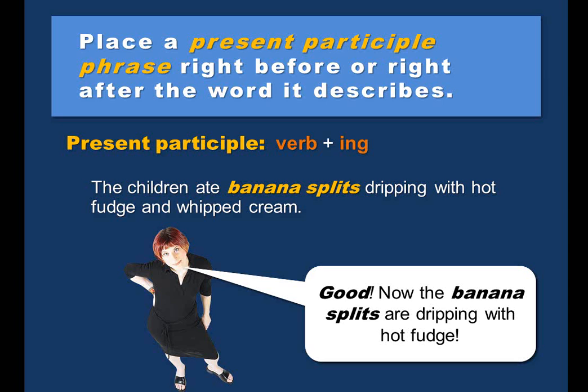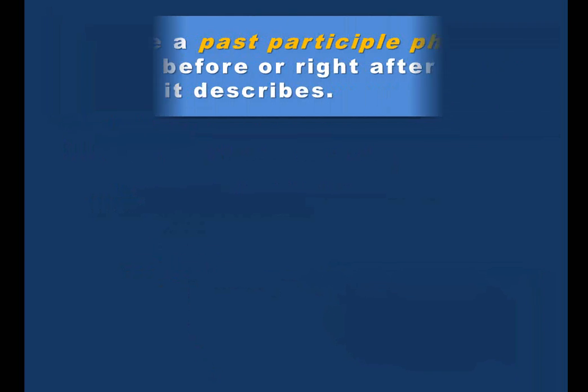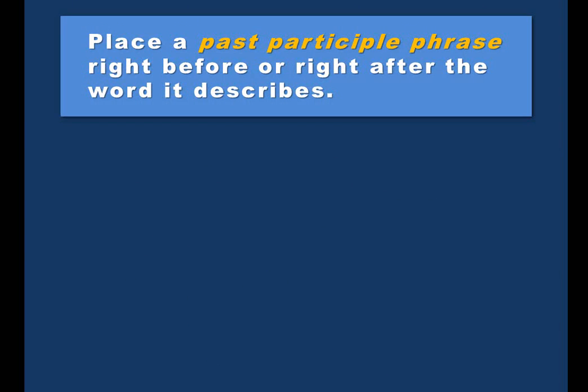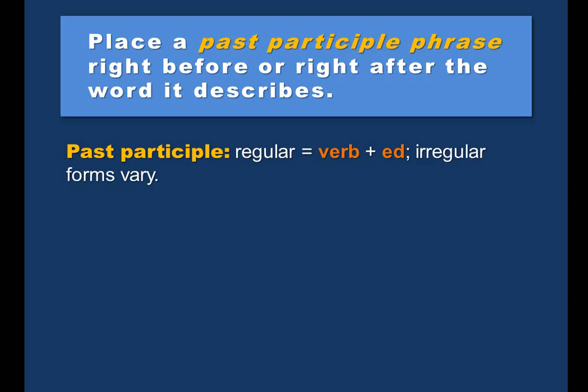Now, a past participle phrase should be placed right before or right after the word that it modifies, as we saw in the case of present participle also. Now, what is past participle form? Present participle was verb plus ing form. Past participle is verb plus ed form. That means the past form of the verb. The example coming up here.